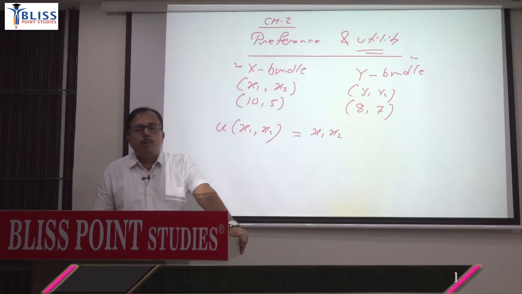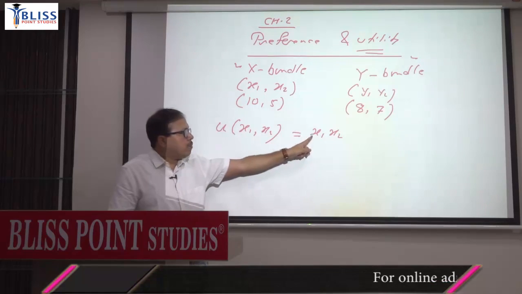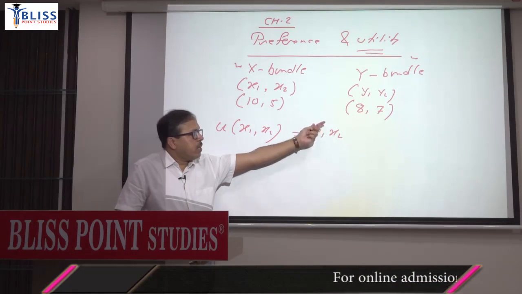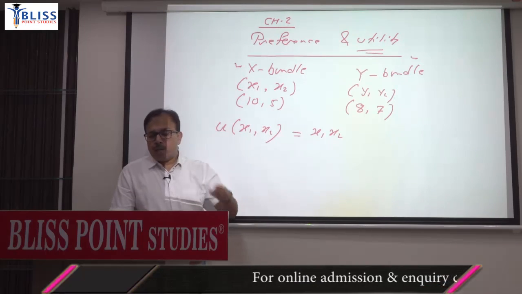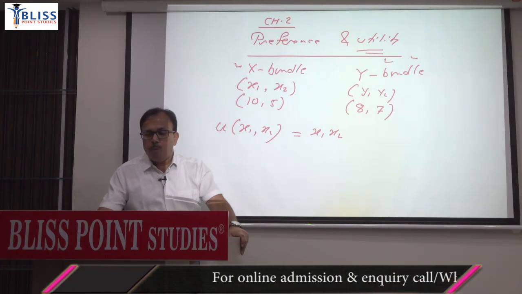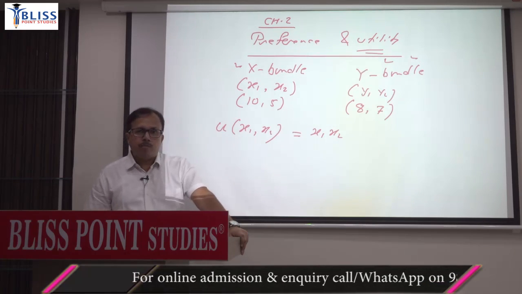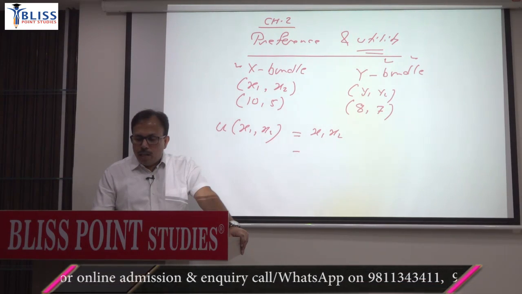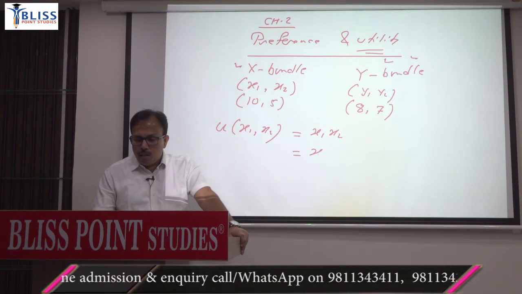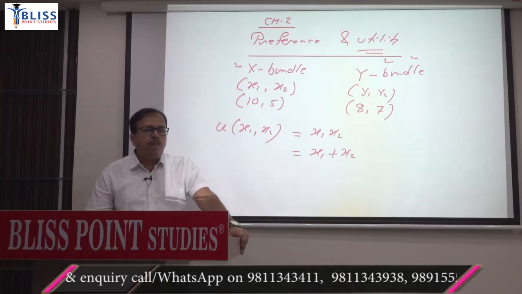So which bundle will be preferred in that case? 10, 5 you will put there, utility will be 50. Second bundle अगर put करेंगे यहाँ पे तो 8 into 7, 56. So in that case you can say that bundle Y will be preferred because Y bundle provides higher utility. But if I write utility function as x1 plus x2, because utility function can be stated in different forms.